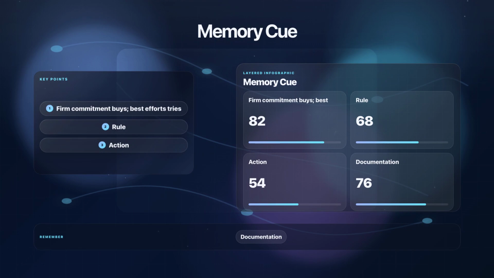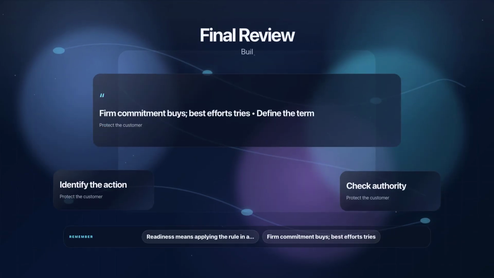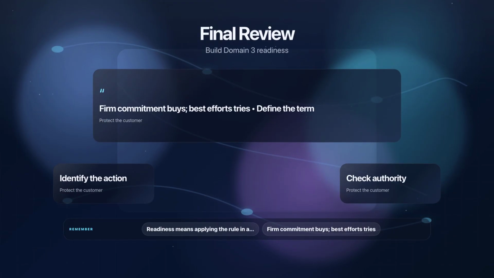Use this memory cue. Firm commitment buys, best efforts tries. A cue is not a replacement for understanding, but it helps you recover the logic quickly. When the exam pressure rises, use the cue to identify the rule, the action, the customer impact, and the most compliant next step.